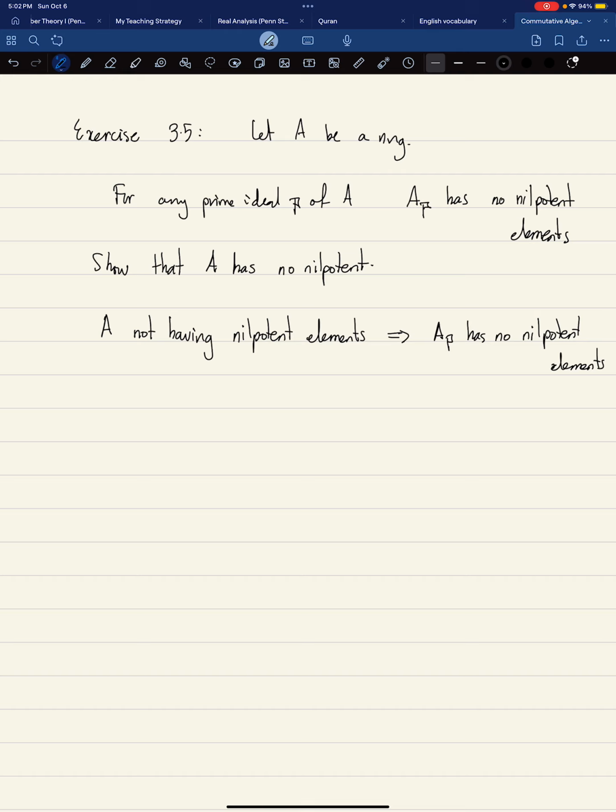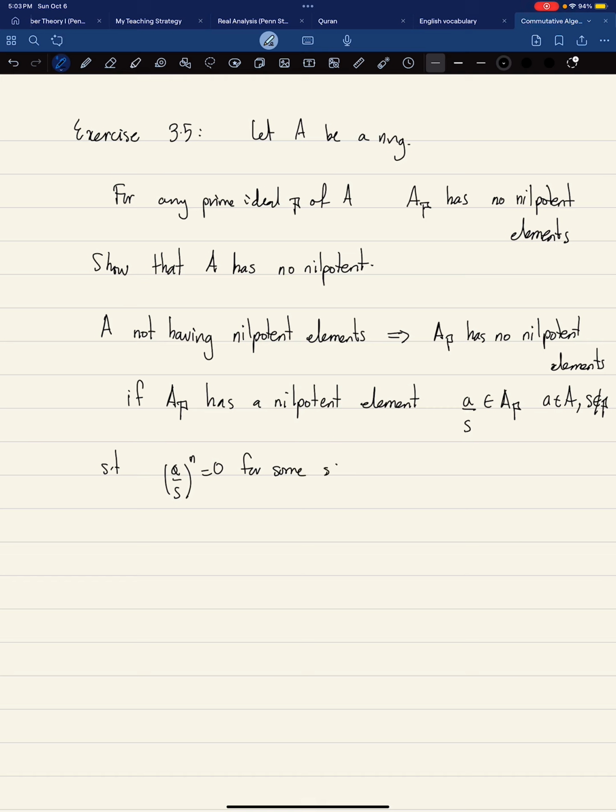I think this is true, because if A_P has a nilpotent element, then this means that we have a over s belonging to A_P, where a belongs to A and s does not belong to P, such that (a over s) to the power n is equal to 0. This means that a^n over s^n is equal to 0, which in turn implies that a^n times u is equal to 0 for some u not belonging to P.